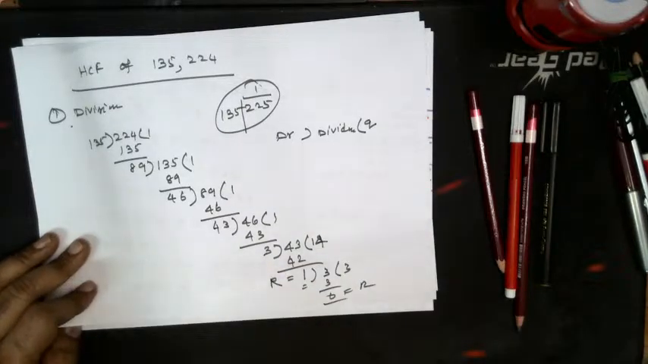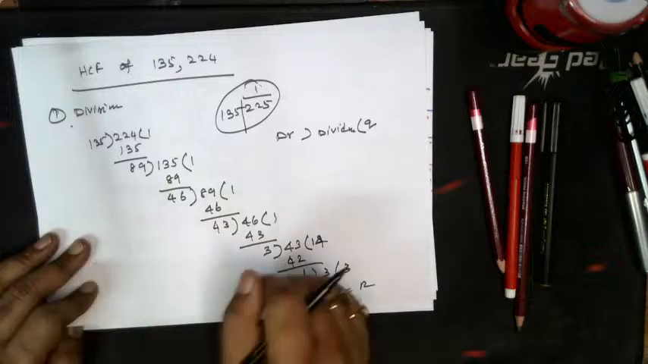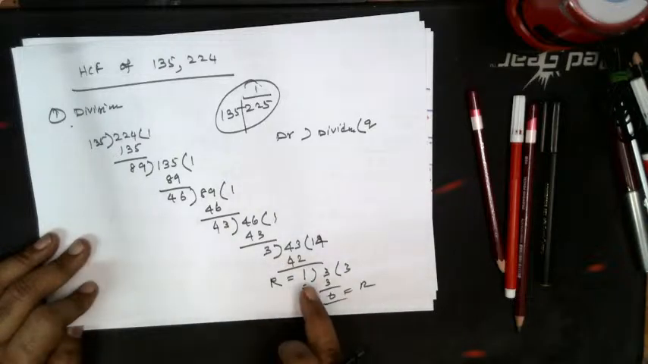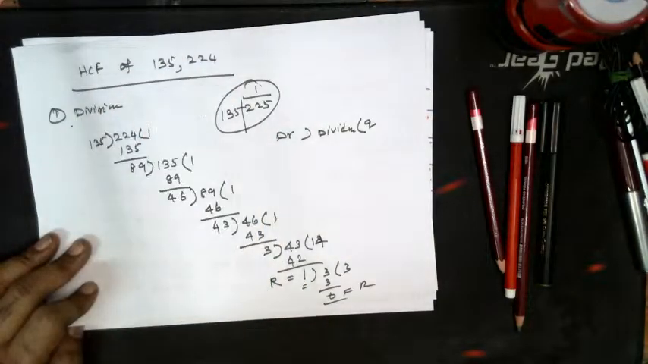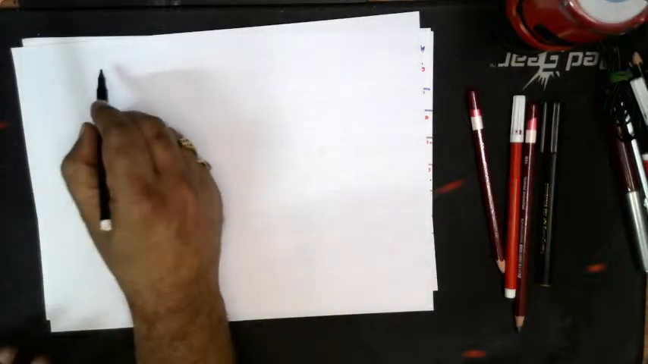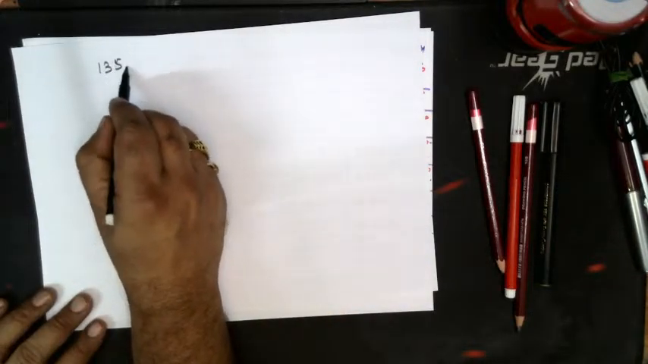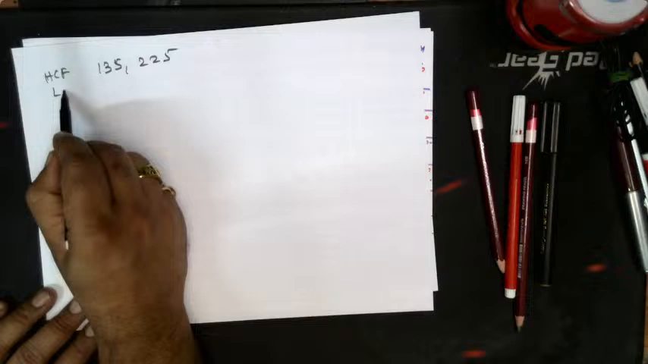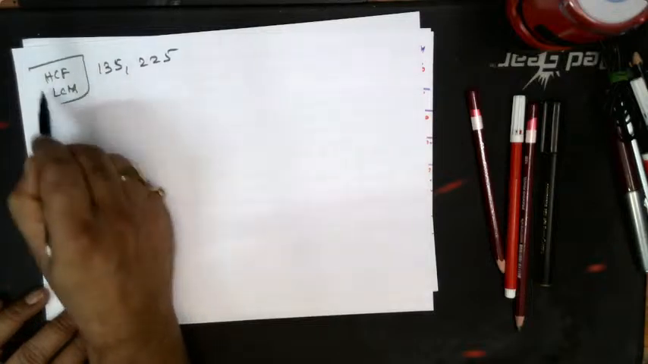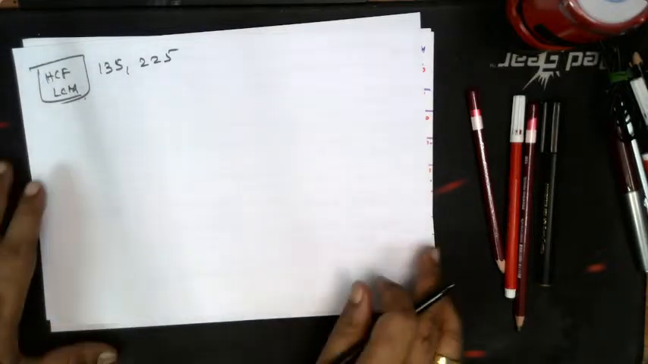Now if you want to get a GCD for this, you want to make it a common factor. You have got already 1; by adding 1 to this, you will get some HCF. Shall we try? Try 135 and 225. Find out the HCF and LCM both. Sir, by any method? Division method.